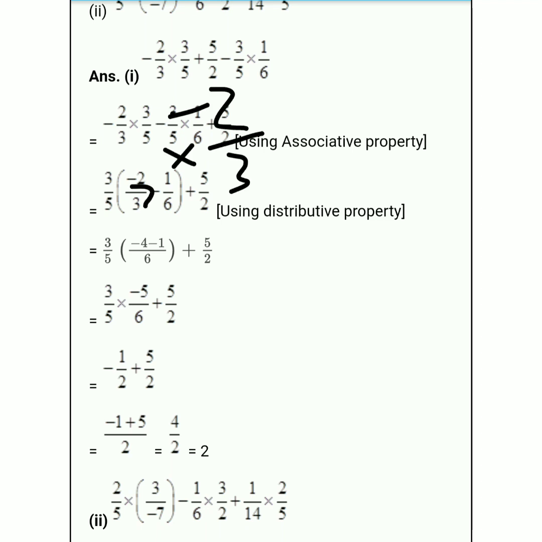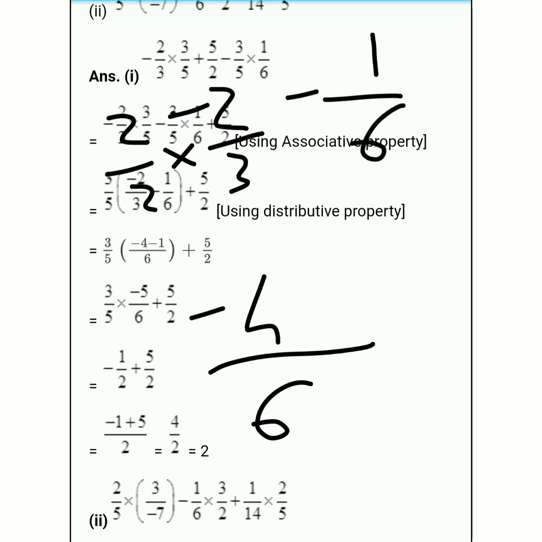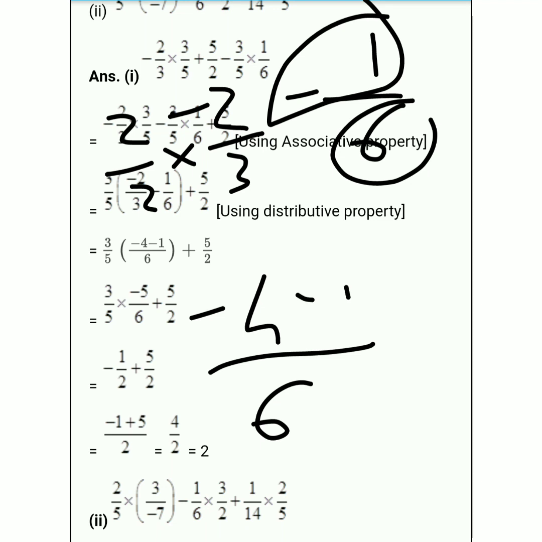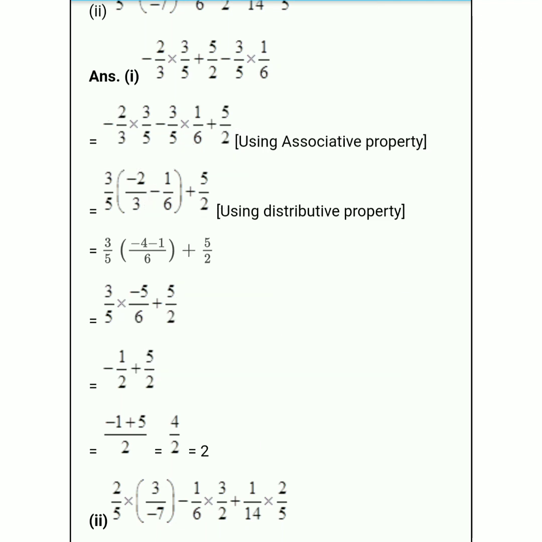Here 3 2s are 6. So same thing we need to do with the numerator. So in numerator 2 2s are 4, plus minus minus. And in second term minus 1 by 6. Already 6 present in denominator. So directly we need to write with the sign minus 1. Before that 3 by 5 is common and plus 5 by 2 as it is.